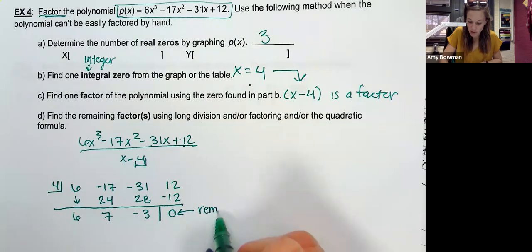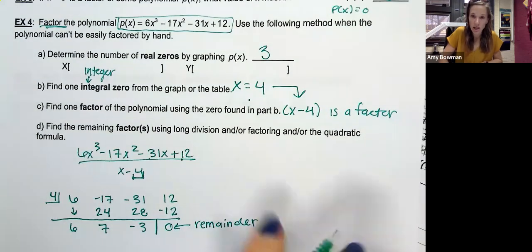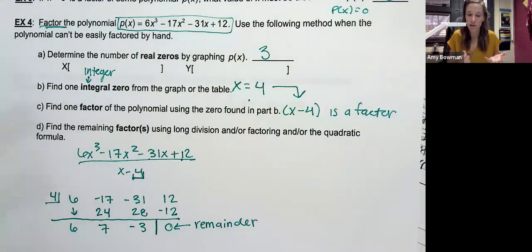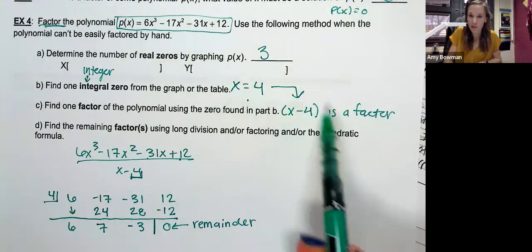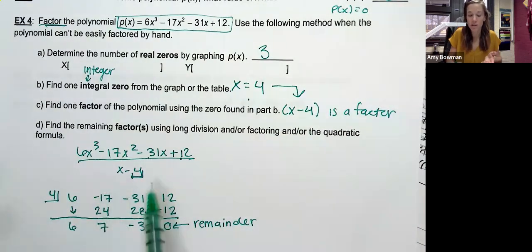Why should the remainder be 0? That's because we know for sure that x minus 4 is a factor. We know for sure going into it that that should happen. So if we know that x minus 4 is a factor and we get a remainder other than 0, that's a red flag that we've made a mistake here in the synthetic division process.